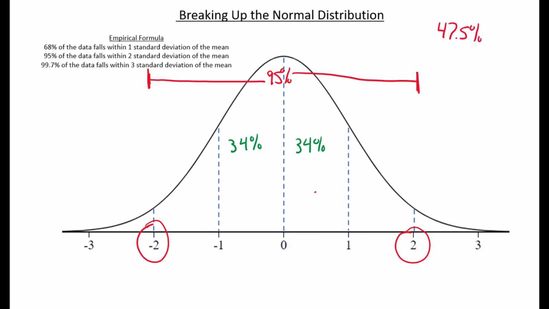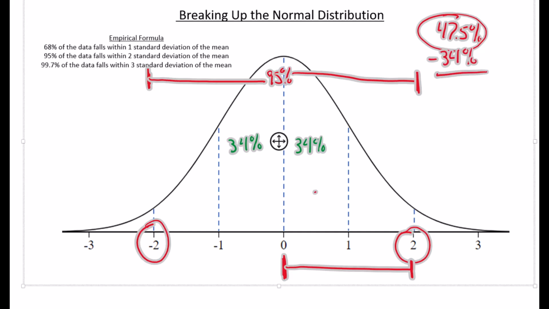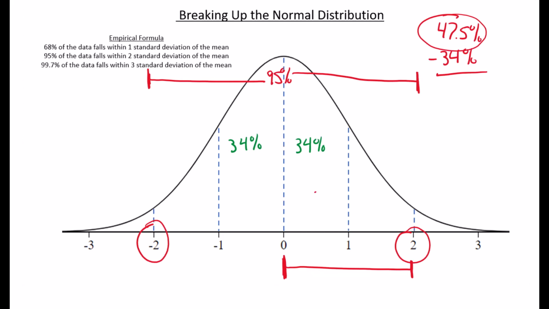So then that means that from the mean all the way out to 2 standard deviations, that chunk right there will be 47.5. If we take that 47.5 and subtract the 34% that we already have, that difference will be 13.5%, and that'll fall right into that group. And then again, we could write it over here on the left side. So we have 34%, 13.5%.